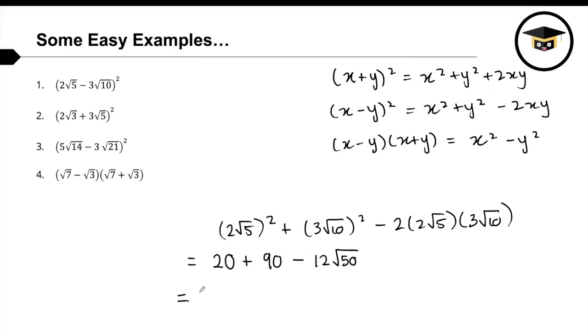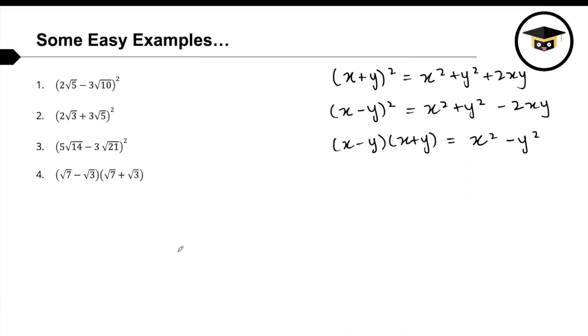20 plus 90 is 110. Now, root 50 we can write as 5 root 2. Now, if you don't know how that works, please refer to the simplifying surds video. But for now, we're just going to go straight into simplifying surds without doing all the working out because it should be expected by now. So we've got 110 minus 12 times 5 root 2, which just simplifies to, well, 12 times 5 is 60, so minus 60 root 2, and that is our final answer for question 1.